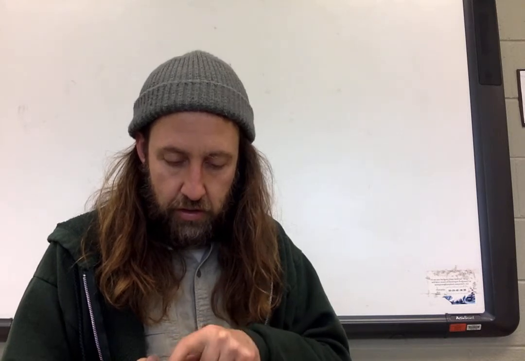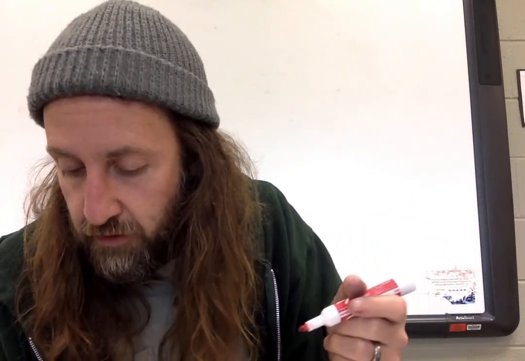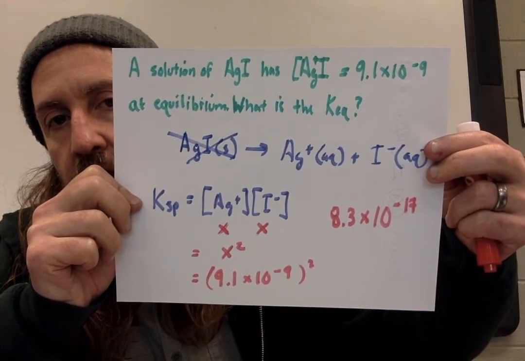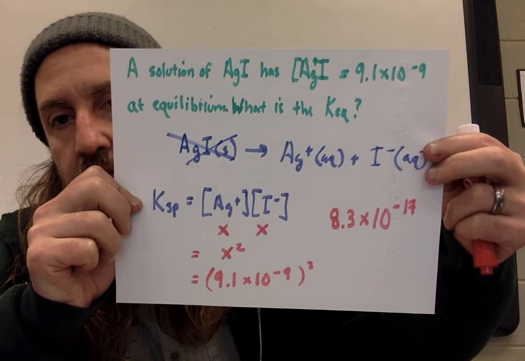Let's take that and square it. If I keep my sig figs, 9.1 is 2 sig figs, so it goes 8.28, so I'm going to leave it at 8.3 times 10 to the -17. So you can see that not a whole lot of that silver iodide stays in solution. And y'all, have a great day.